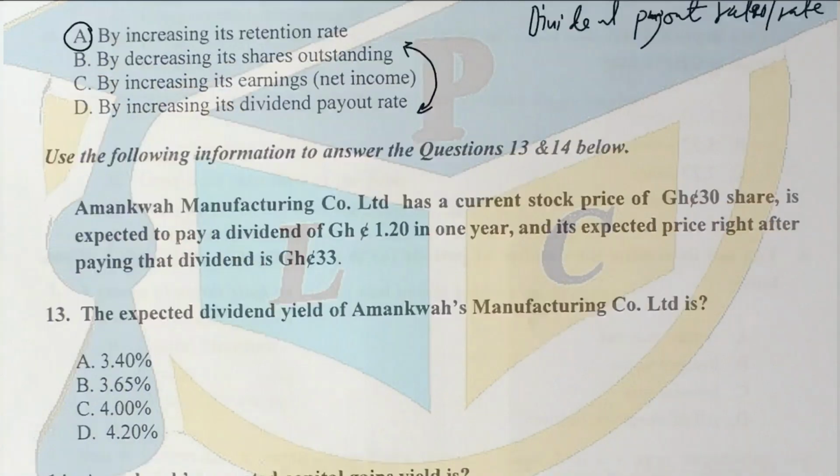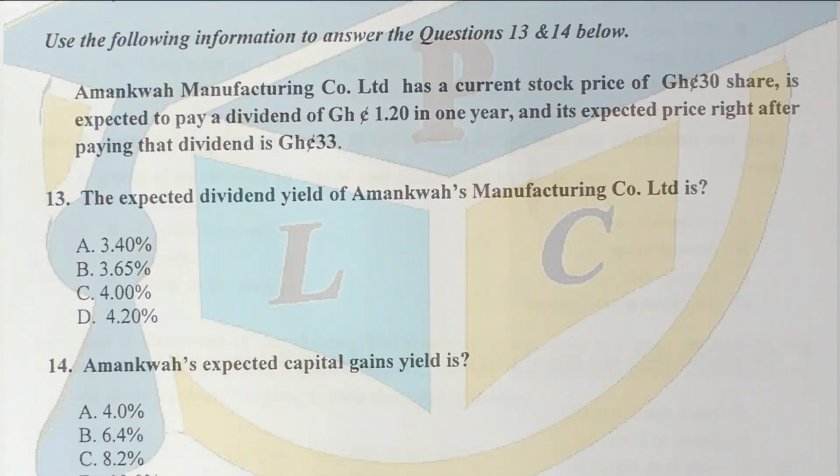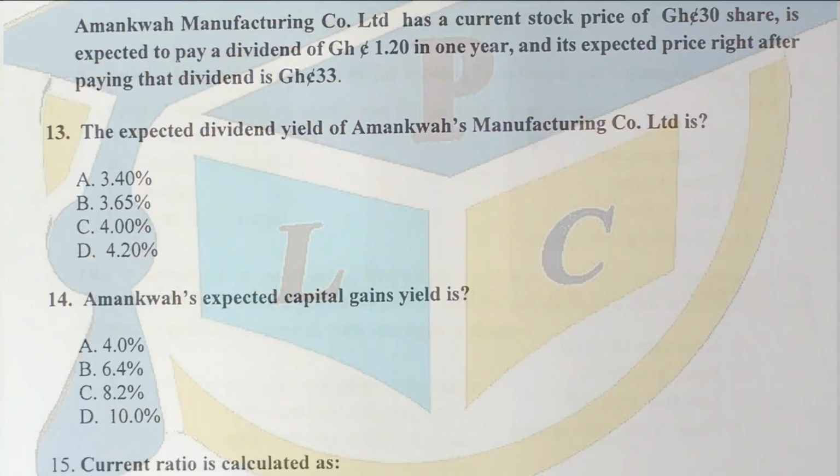So let's continue. Now let's move on to question 13. We have to use the following information to answer questions 13 and 14. Let's consider the scenario here. Amankwa Manufacturing Company Limited has a current stock price of 30 Ghana cedis per share, and is expected to pay a dividend of 1.2 Ghana cedis in 1 year, and its expected price after paying that dividend is going to be 33 Ghana cedis.